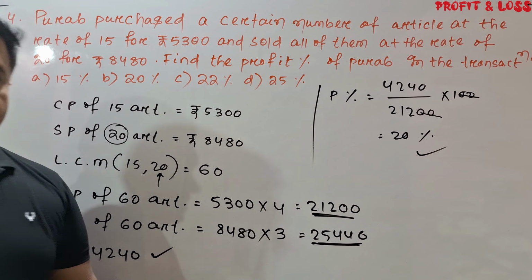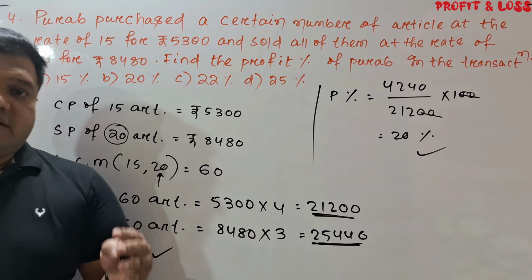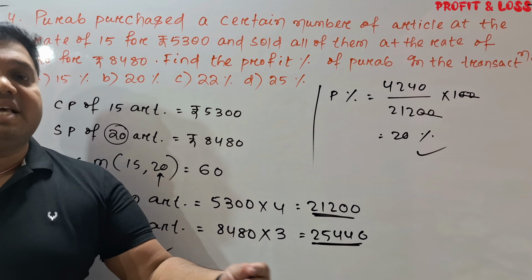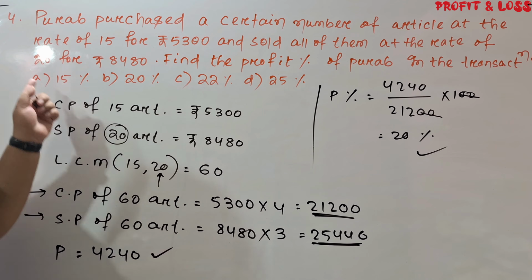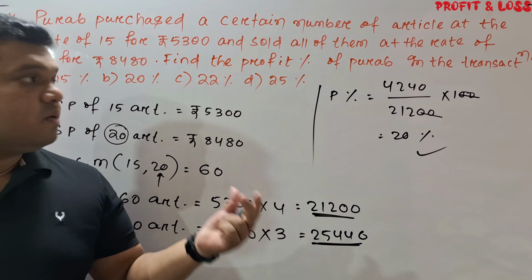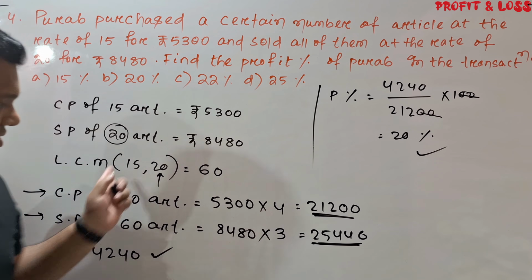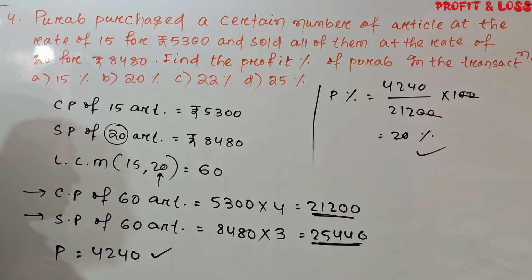The answer is 20%. So this question is based on different quantity purchase and sale. Because here he purchased 15 articles and sold 20 articles. Okay, different quantity purchased and sold. So this is the thought process. In this way you have to handle it. Okay.